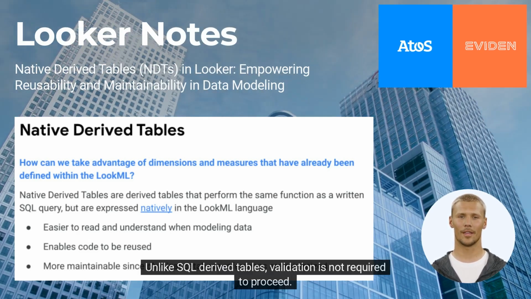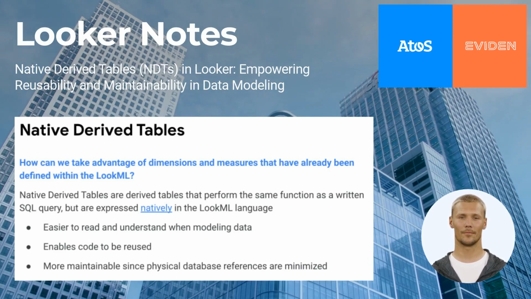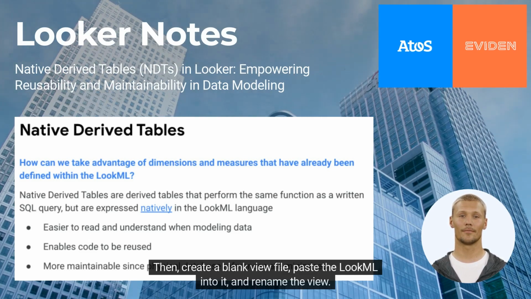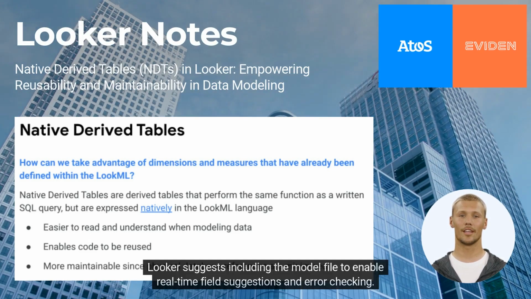Unlike SQL-derived tables, validation is not required to proceed. To create an NDT, click on the gear icon in the top right corner of the Explore, select Get LookML, and copy the LookML code to your clipboard. Then create a blank view file, paste the LookML into it, and rename the view. Looker suggests including the model file to enable real-time field suggestions and error checking.